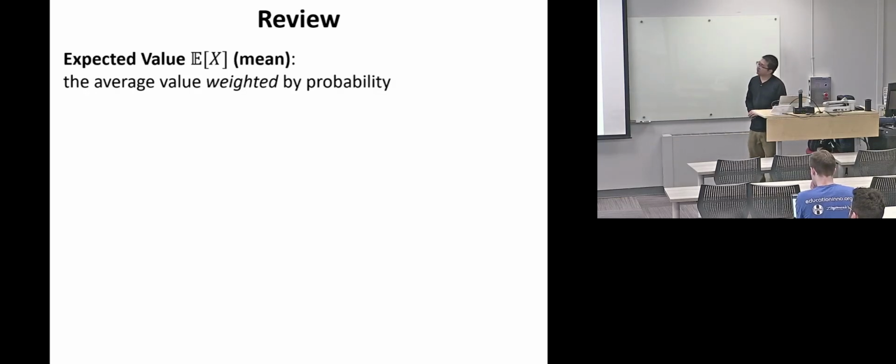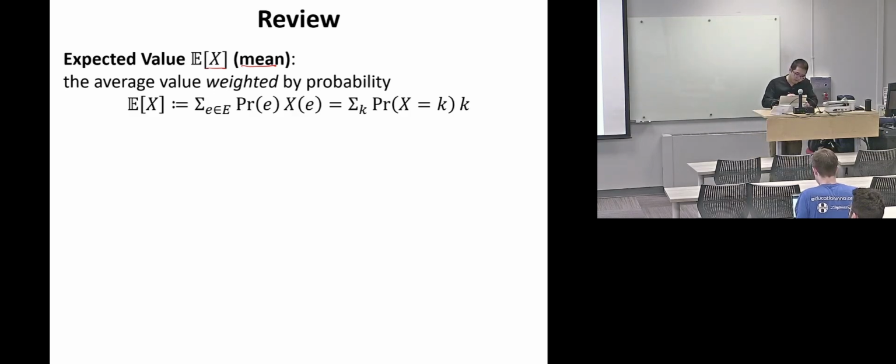Now, what about the expected value, or mean, of some random variable X? This is simply the average value of X, weighted by the probability. It's the average value of X over all outcomes weighted by the probability. Another way to write this expected value is as a sum over all values k of the probability of the event that X equals k, times k. It's the same thing.